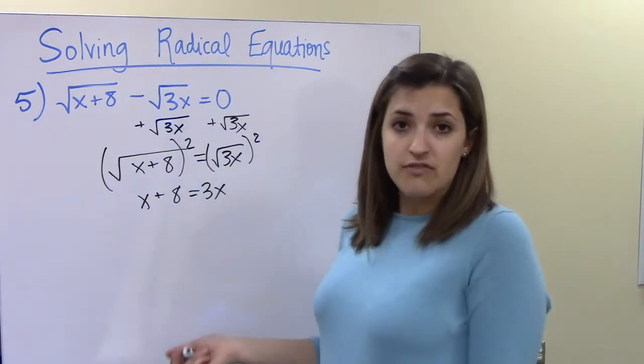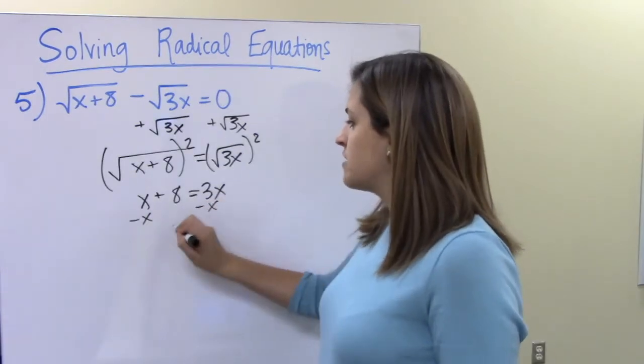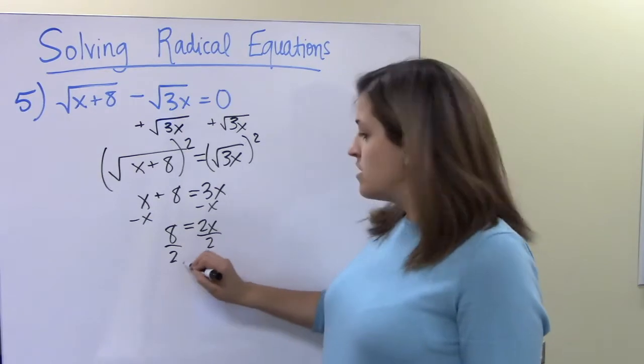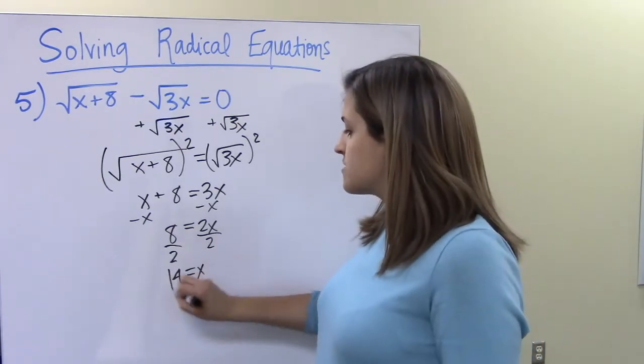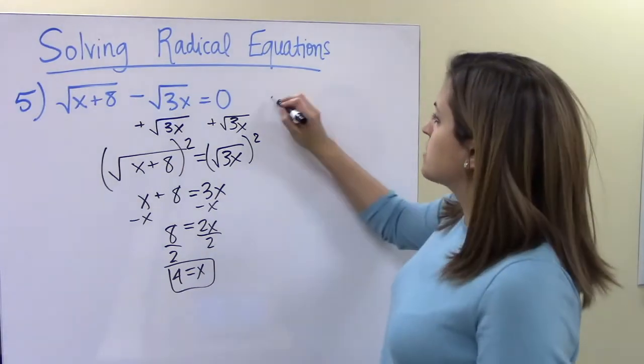Now I just have to solve for x by combining my like terms. So I'm going to subtract x over here, and I get 8 equals 2x, divide by 2, and I get 4 equals x. Now we should check to make sure that this works. So I'm going to plug this back in.